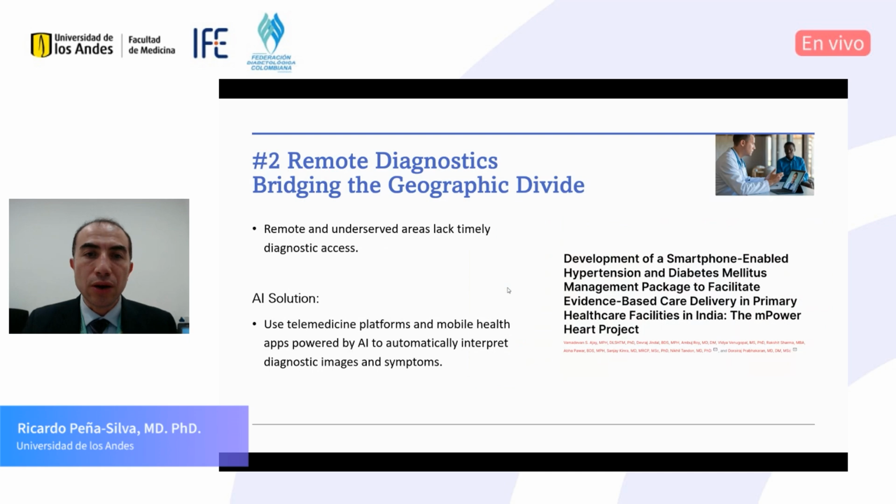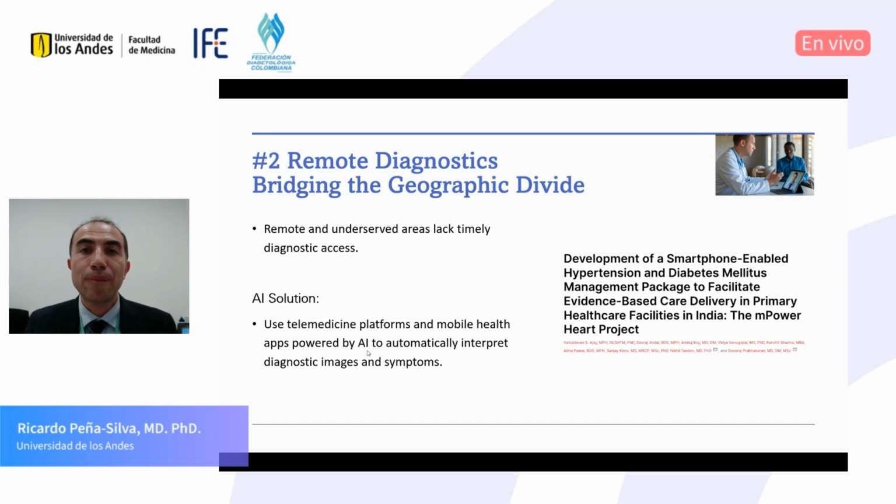Number 2 is remote diagnostics, and it is the use of artificial intelligence to close the gap of attention services that are provided for people, for example, in a city versus people that are living in rural areas. Using artificial intelligence can help us to develop better telemedicine platforms and mobile health applications that can help us to interpret the diagnostic images or to analyze, for example, lab tests or information that is present on an electronic health record to provide better recommendations for the patient.